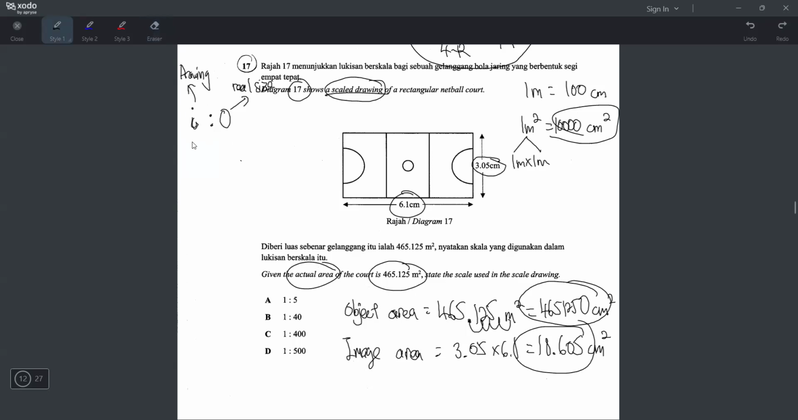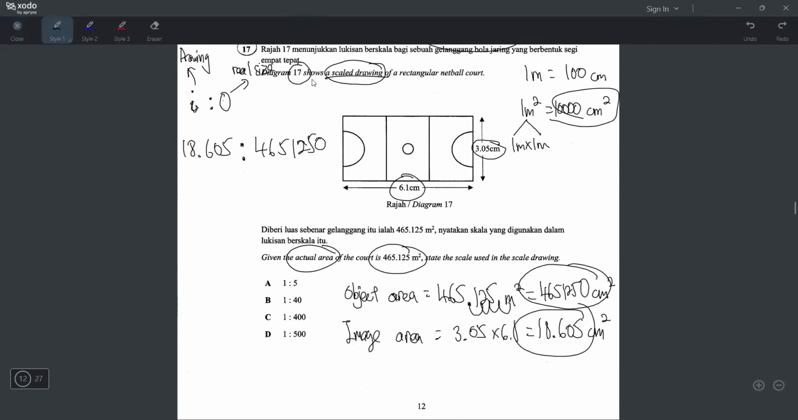So it should be image. So image should be 18.605 and then ratio 4651250. So, boleh tak saya buat macam ni? Betul atau salah? Salah. Why salah? Because walaupun sekarang unit sudah sama, but this one is area. Ini image ratio object, you kena masuk panjang. Tak boleh masuk luas. You cannot masuk area. That means I cannot use this method to do. I need to use another method.